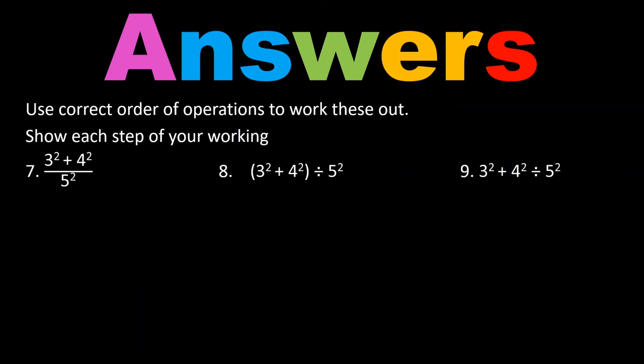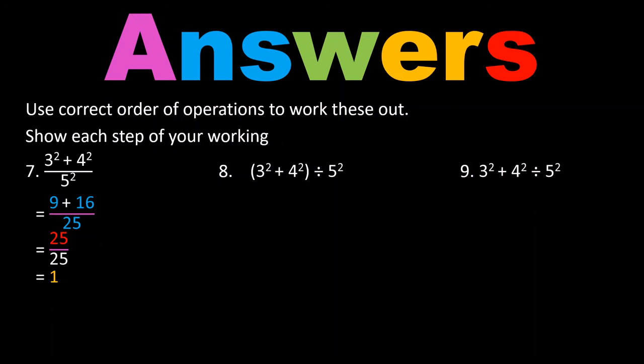Finally, questions 7, 8, and 9 are also very similar. Which of these answers are the same? Starting with question 7, working out the top and the bottom separately, and finally dividing our answers. On the top, we've got some exponents, and on the bottom, we've got an exponent as well. On the top, let's do that addition before we divide by the denominator, and that gives us 1. That was nice and tidy.